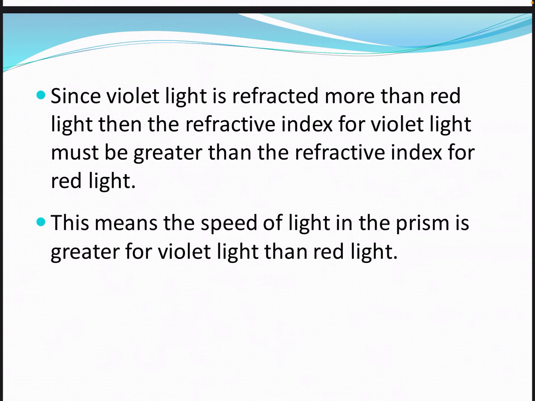So what that means is that the refractive index of violet light must also be slightly greater than the refractive index of red light. If it's refracted more, it must then have a slightly higher refractive index. So the refractive index is not just to do with the material. It is also affected by the wavelength or the frequency of the light that is coming in, okay? So what that also means is if the refractive index is slightly different for them both, it's going to affect the speed slightly differently.